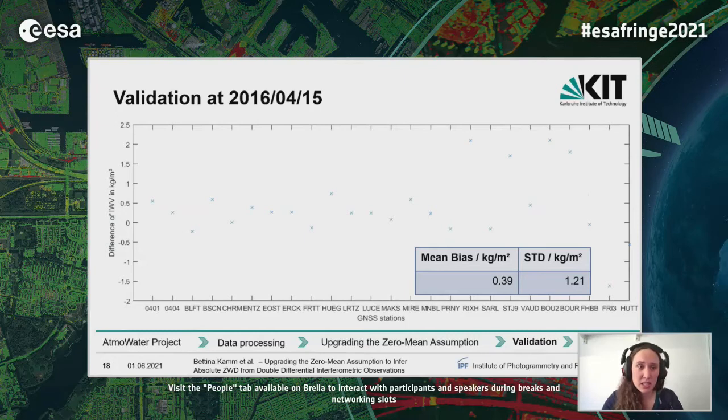And finally, we can also look at the validation at one point in time. So it's again April 2016, and you see all the GNSS stations on the x-axis. If I calculate the difference of the 10 nearest SAR points to this GNSS value, I get this difference in integrated water vapor. If I do that for all time steps, I get a mean bias for all the stations of 0.1 kilogram per square meter integrated water vapor, and a standard deviation of 1.2.